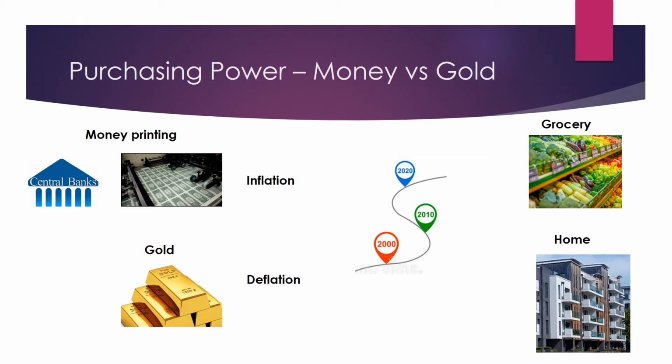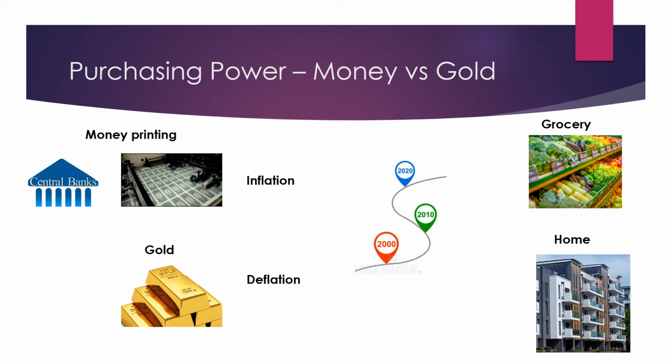If you were to use money to buy groceries or buy a home, in 2000 you could buy more groceries, or you could buy a home, with less money. But as the years come to 2021, you would have to pay more money to buy the same amount of groceries. You will have to pay more money to buy the same home. So this is called inflation.